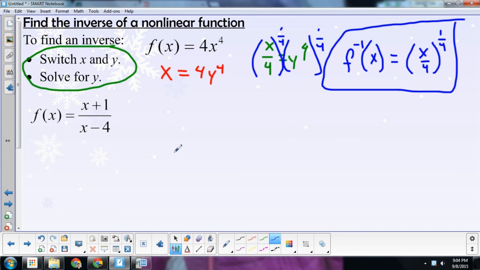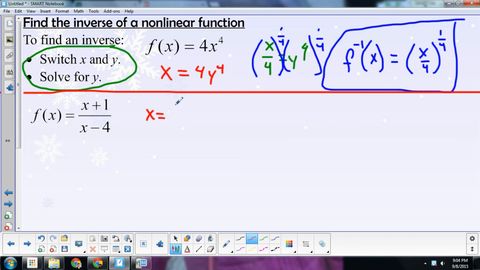One more. When there's multiple x values, and these are the ones that seem to make students cry, unfortunately. Again, the process starts out the same way. I switch x and y and solve for y. So here we go. Switching x and y, we're going to have x equals y plus 1 divided by y minus 4.